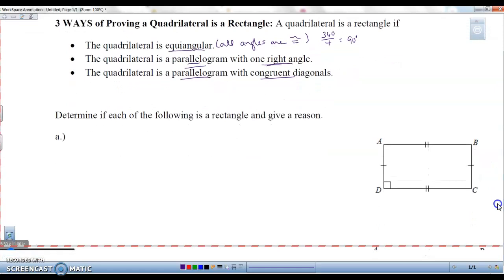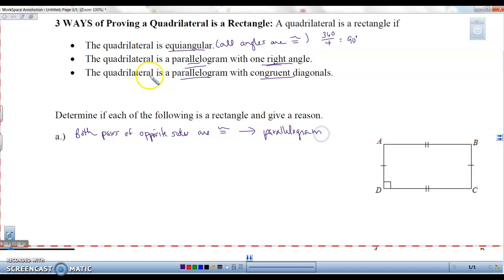Okay, let's try this out. Determine if each of the following is a rectangle and give a reason. Well, first of all, based on the diagram that we have here, we have both pairs of opposite sides congruent. What does that make it? Well, if both pairs of opposite sides are congruent, that makes it a parallelogram. So now we know this is a parallelogram.